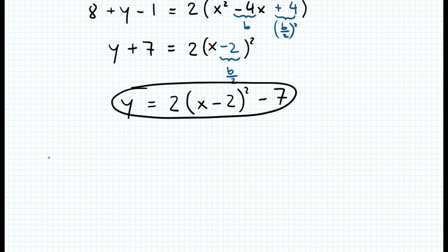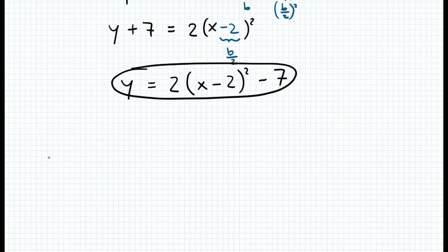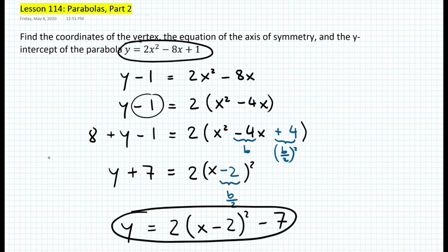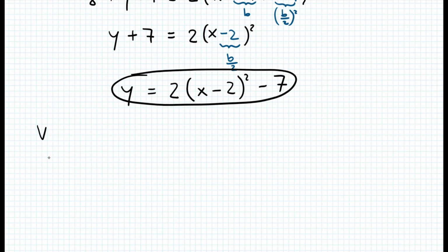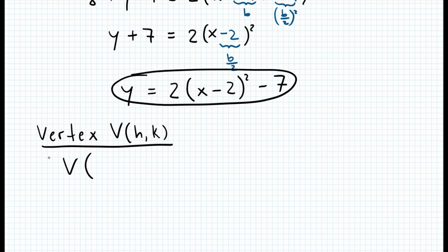Okay, so now that we have this equivalent equation of the parabola, it is easy for us to identify all the properties. For example, the first thing we need to find here is the coordinates of the vertex. So let's write this in. So the vertex, which is h comma k, has a coordinate of, you can see here we have a 2. So that is 2 comma negative 7. And in a bit, we will confirm this by graphing it.